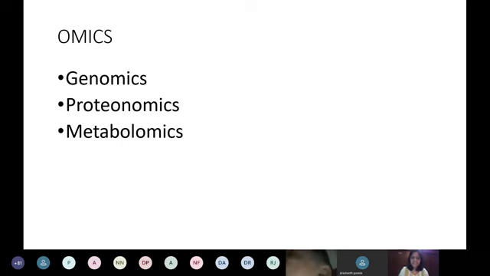Omics is just the in thing, just like coding, which is coming in now, and literally every child should know coding. Just like that, every one of us should know omics as well. What are these omics? There are 3 of them: genomics, proteomics, and metabolomics.